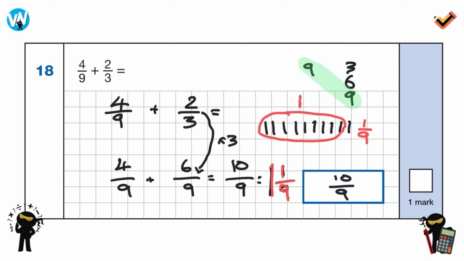All right. So having that skill is important, especially when it comes to the reasoning paper, because there are questions that crop up that ask you to answer in a specific way, and it does that on purpose because it wants to see if you can convert from an improper fraction to a mixed number and vice versa.